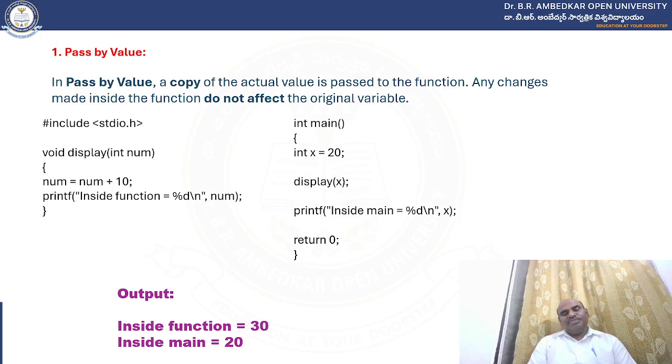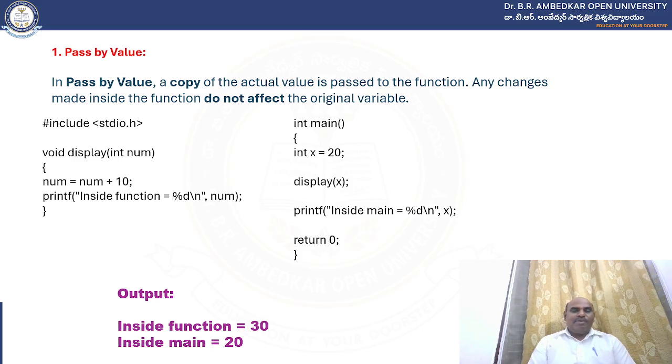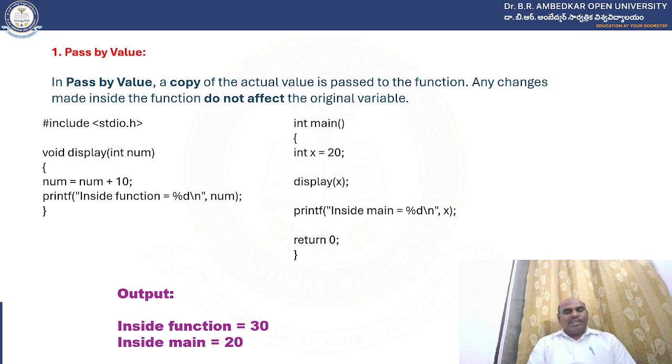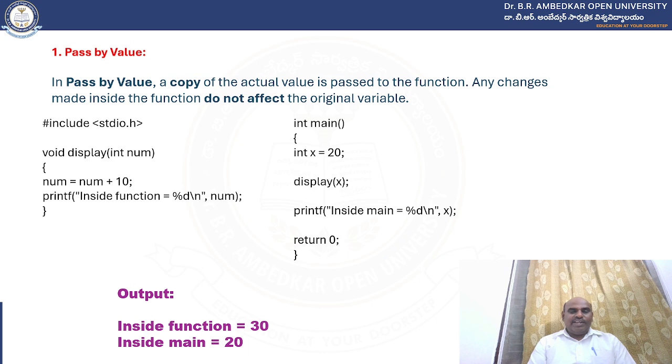In the display function, we assign the value number equal to number plus 10. Number is 20. We passed the actual value 20 to this subprogram. Now 20 plus 10 is 30. So inside of the function, the value is 30. But in the main function, what is the value? The value is 20 only. So 20 is not changed.